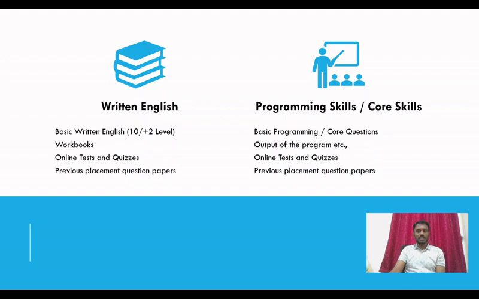And the second one is the programming skills. Again, this category depends upon which company you are trying to apply to. For example, if you are trying for an IT company, most of the time they stick only to the programming skills. They don't go beyond programming skills most of the time. But if you go to a non-IT company like any electronics or electrical company, there they include the core subjects.